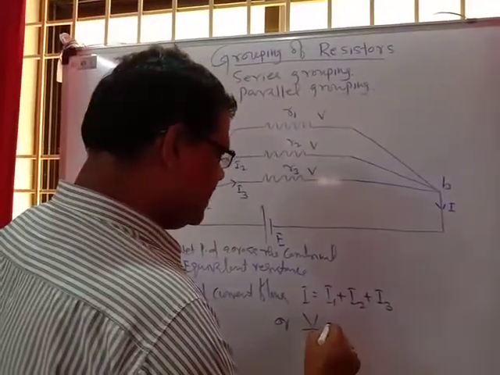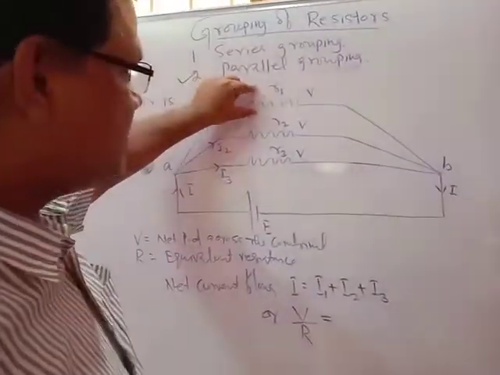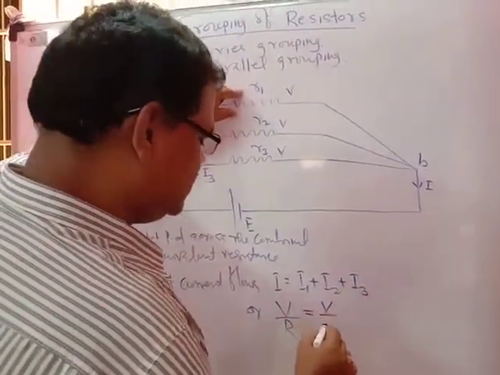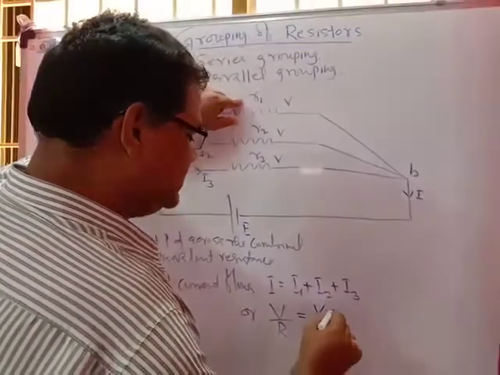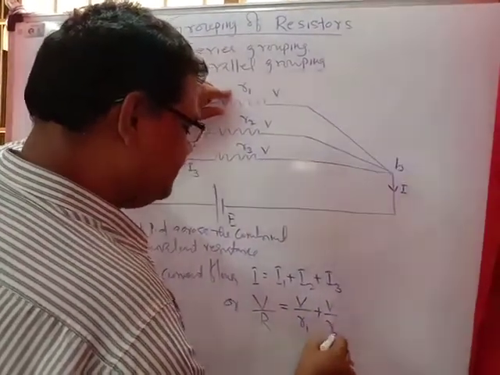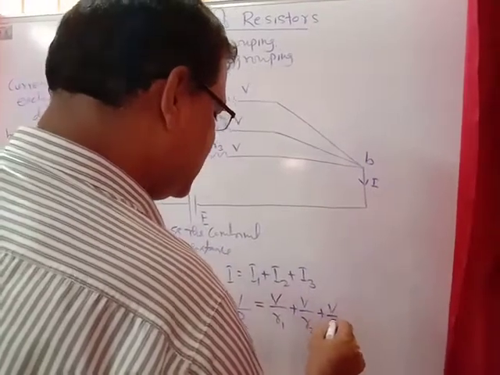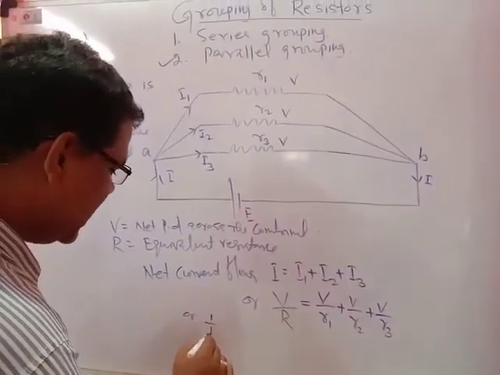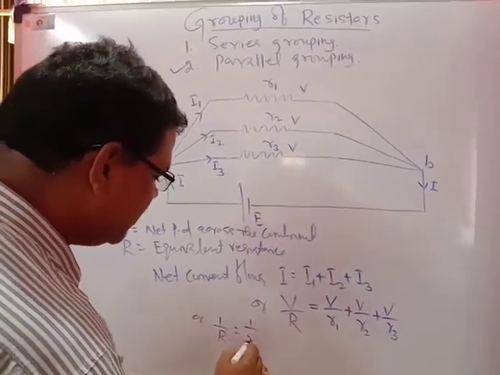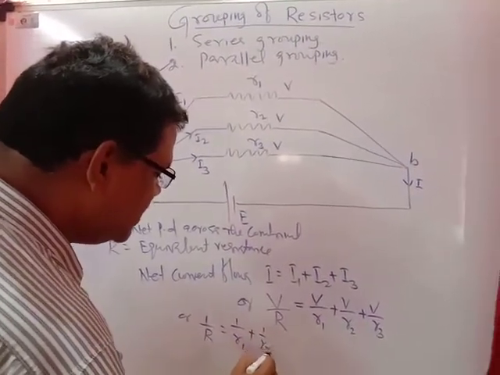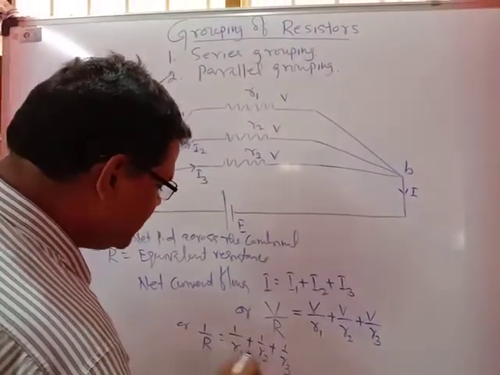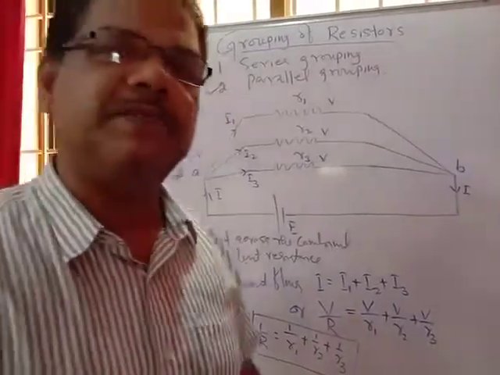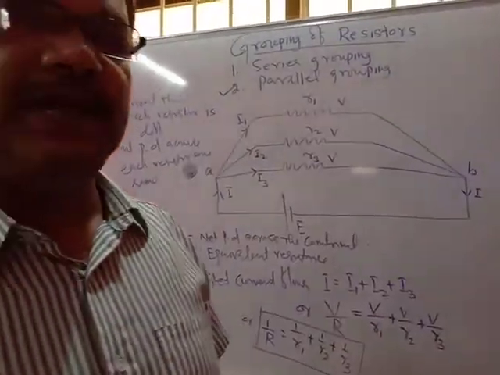This is equal to V upon R1 plus V upon R2 plus V upon R3, as the voltage across each resistor is the same. So we find 1 upon R equals 1 upon R1 plus 1 upon R2 plus 1 upon R3. The reciprocal of the equivalent resistance is equal to the sum of the reciprocals of the individual resistors.